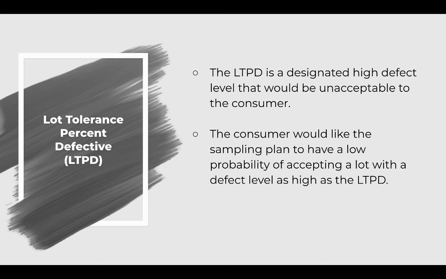Next, we have the lot tolerance percent defective. The lot tolerance percent defective is a designated high defect level that will be unacceptable to the customer. The consumer would like the sampling plan to have a low probability of accepting a lot with a defect level as high as the lot tolerance percent defective.